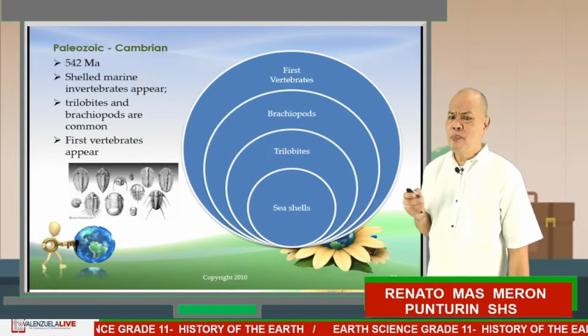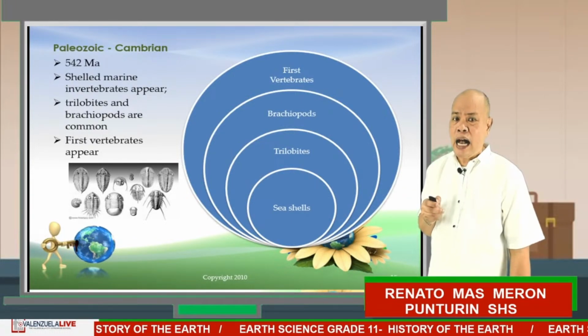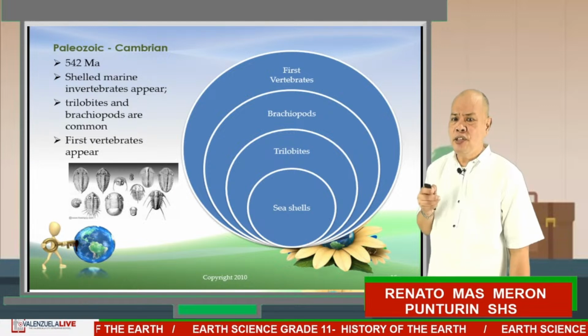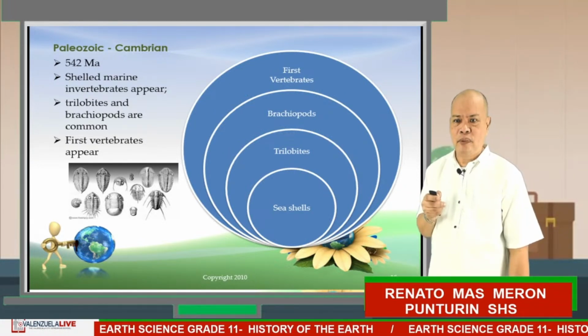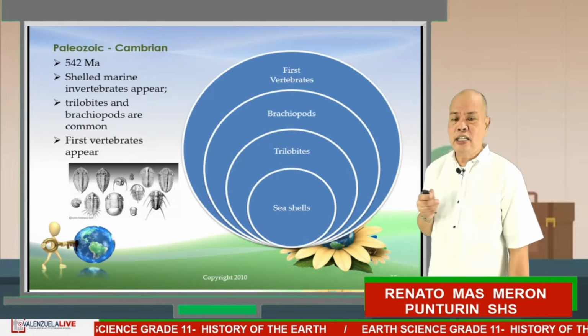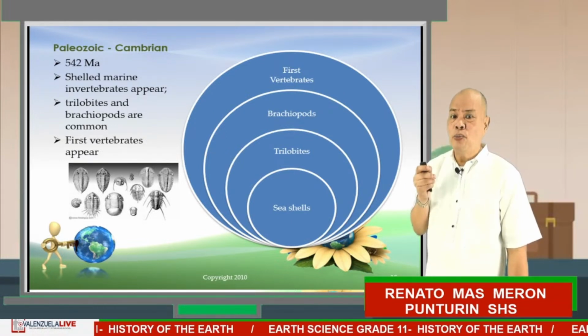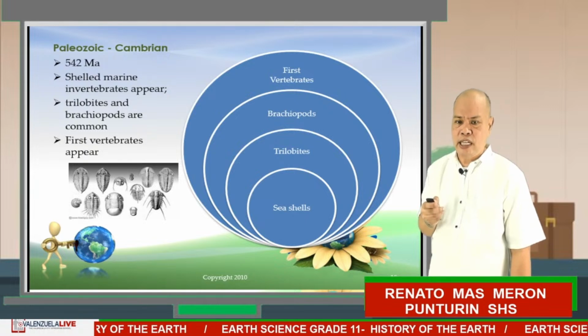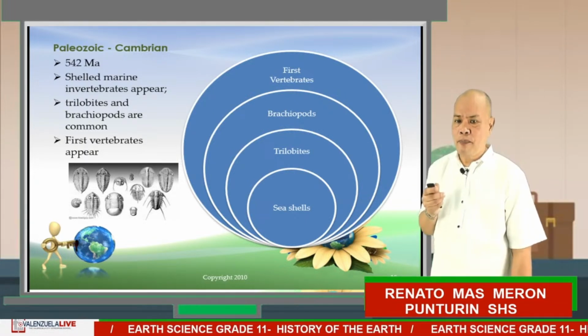In the Cambrian period during the Paleozoic era, 542 megaannum or 542 million years ago, these were the visible things on Earth during this time. Shelled marine organisms appeared. Trilobites and brachiopods were common organisms on Earth. First vertebrates or organisms with backbones appeared.